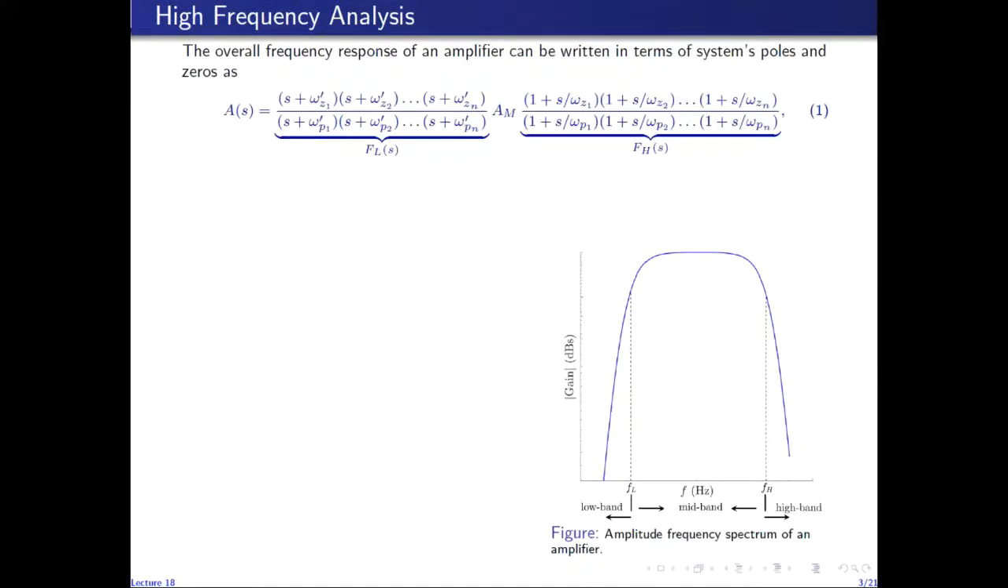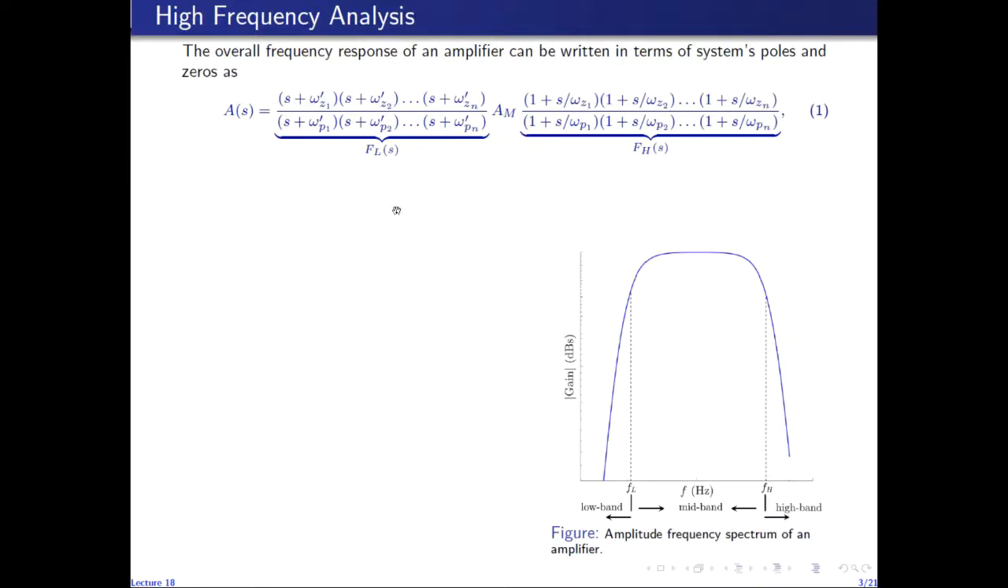So the magnitude response of an amplifier is given by this curve shown in this diagram here, and is quantified as A of S and is given by the product of these three terms. This AM here represents the midband gain, and it is this constant gain in the midband frequency range, which is independent of the frequency of operation. So in the midband, since we ignore all the capacitive effects, the gain is independent of the frequency and is denoted by AM.